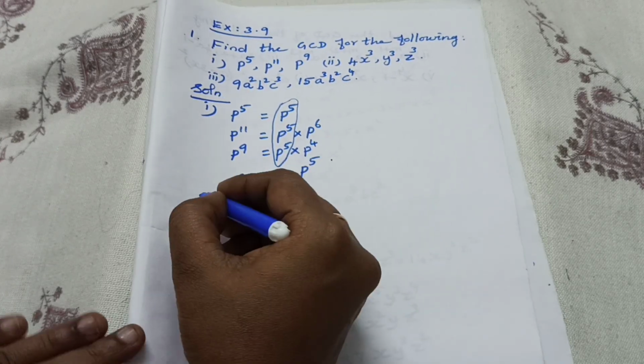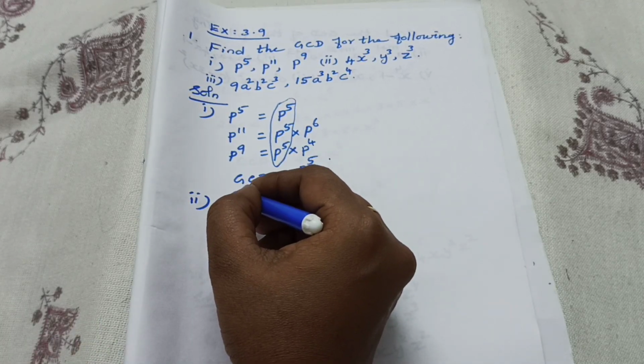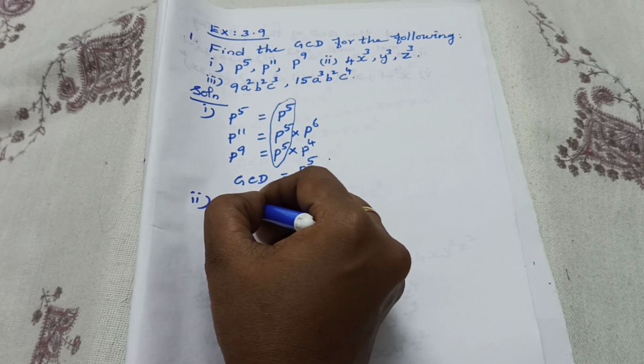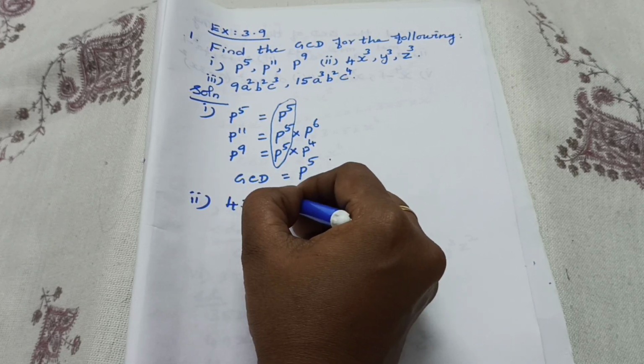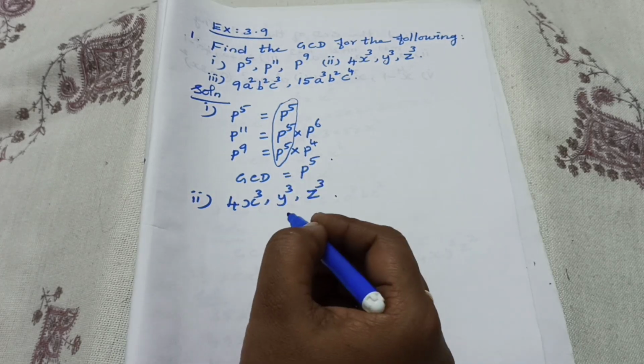Any doubt? Then the second one, 4x cube, y cube, z cube. Here is there any common factor?